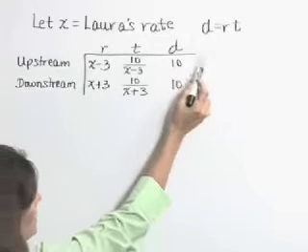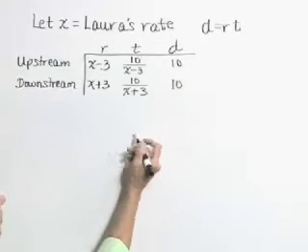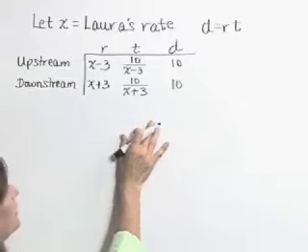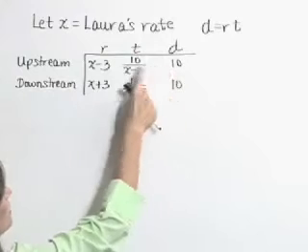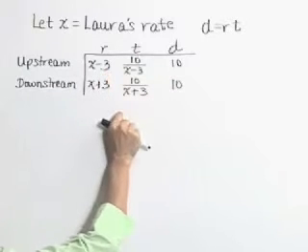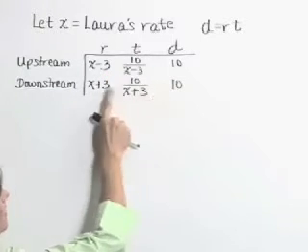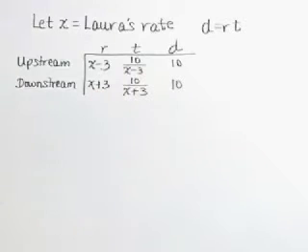And in using our d equals rt formula, solving for time, time is distance over rate. So the time upstream is 10 over the rate x minus 3. Downstream, 10 over the rate x plus 3.